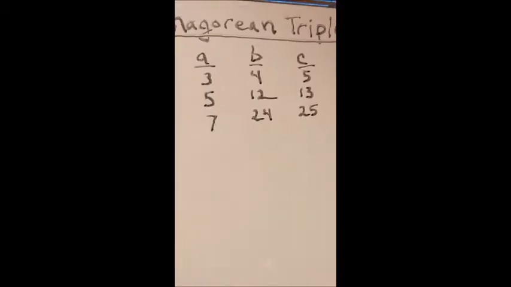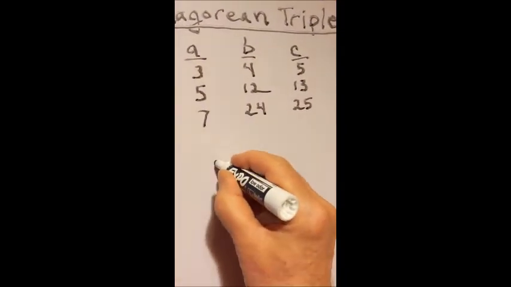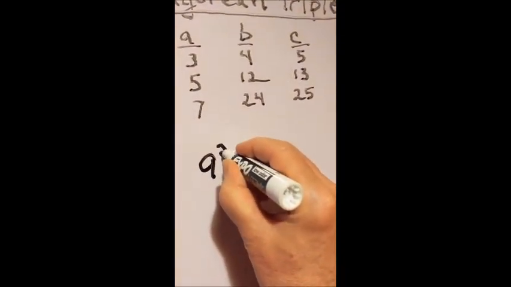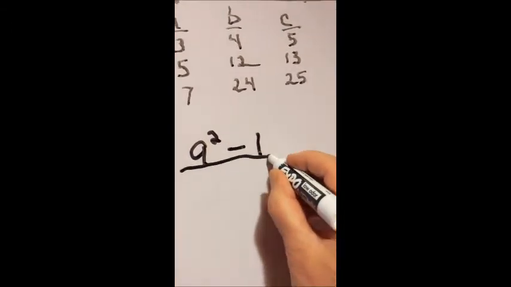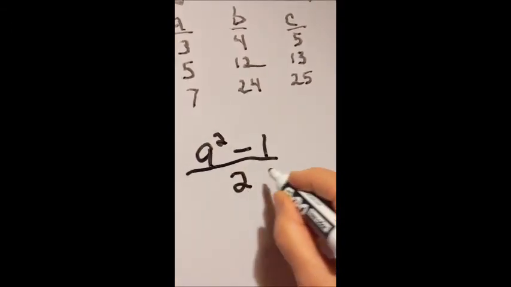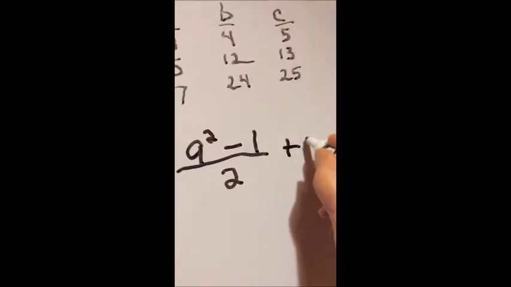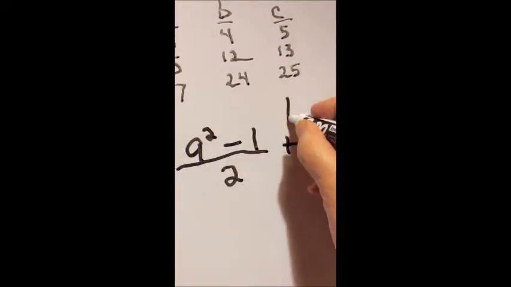Let me show you that in the form of an equation. A squared, minus 1, divided by 2. That gives us the longest leg. Add 1 to that. That gives us the hypotenuse.